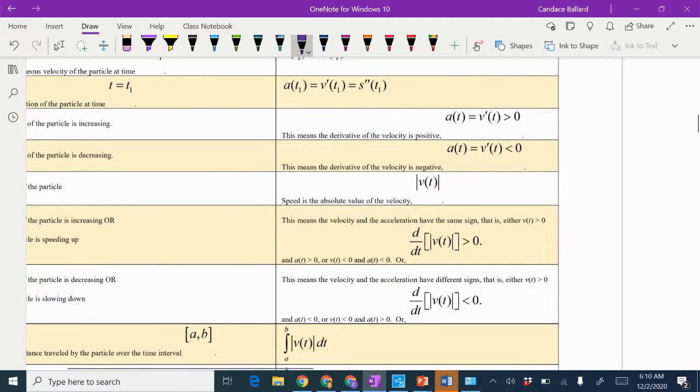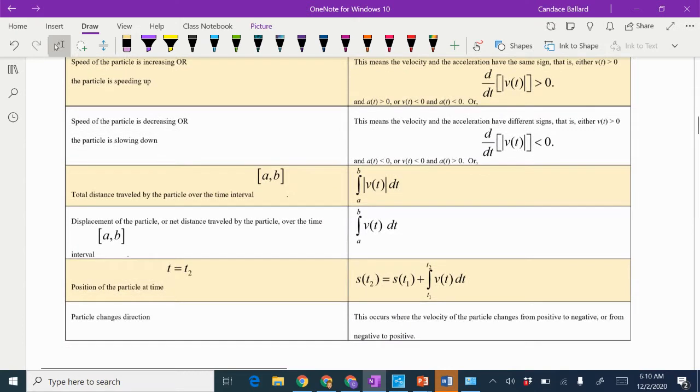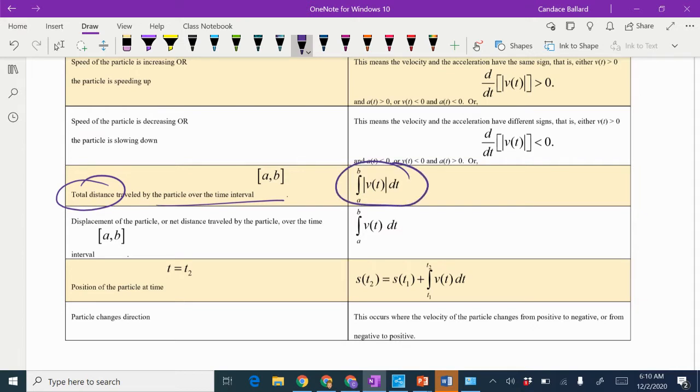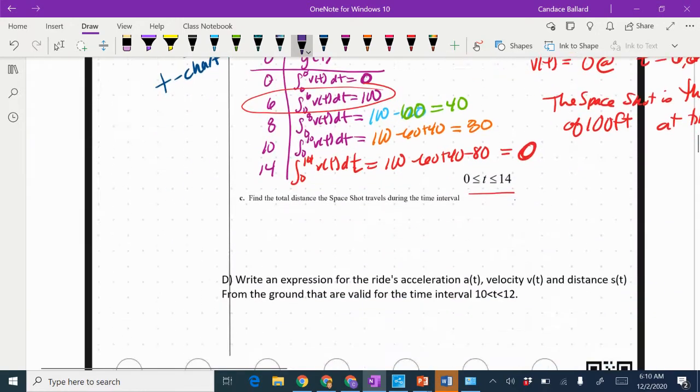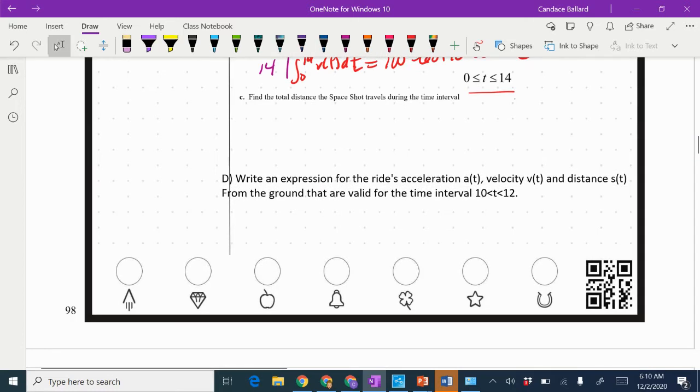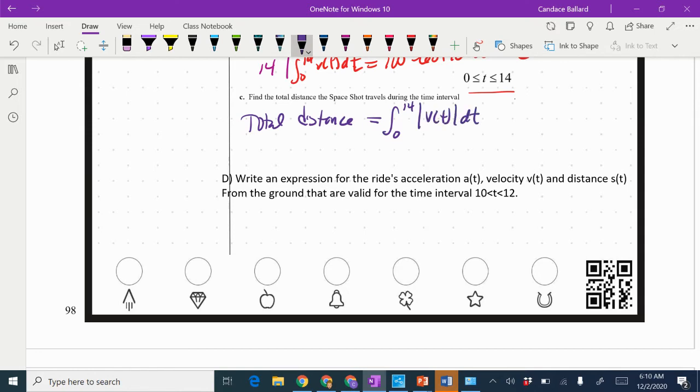So I'm looking in this table for total distance. If you don't remember it, this is the place to go look. I see total distance traveled by the particle over the time interval. To get total distance, we need to use the absolute value of the velocity. So we're going to integrate the absolute value of velocity. Let's take a look at that. We would write it out as total distance equals the integral from 0 to 14 of the absolute value of velocity dt.